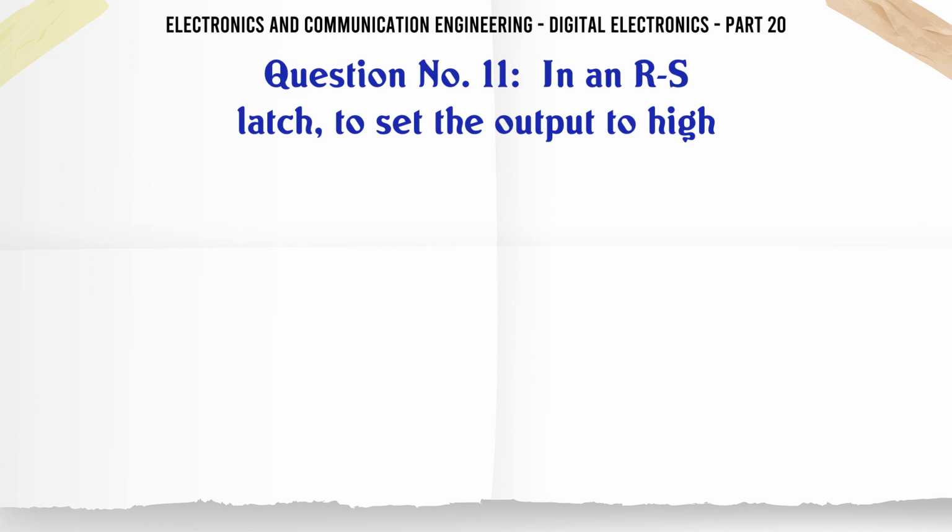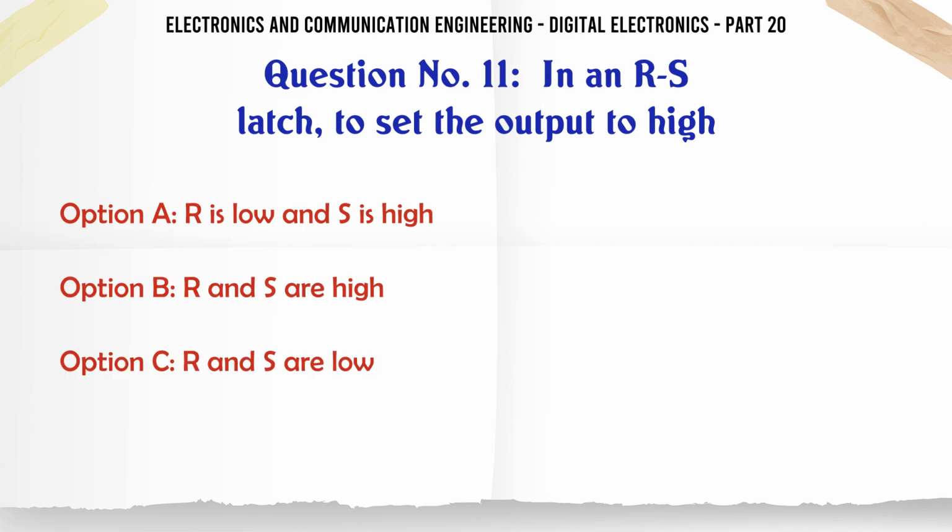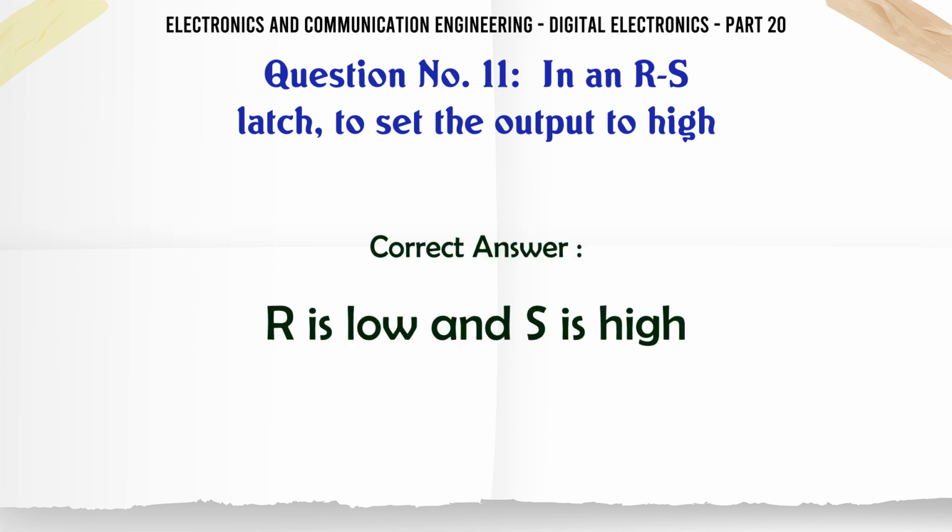In an RS latch, to set the output to high, A R is low and S is high, B R and S are high, C R and S are low, D R is high and S is low. The correct answer is R is low and S is high.